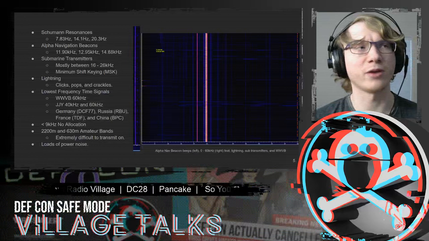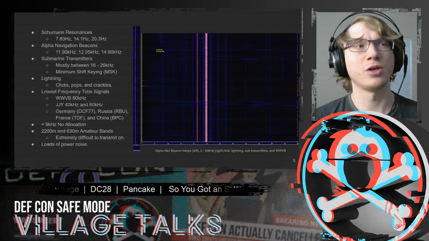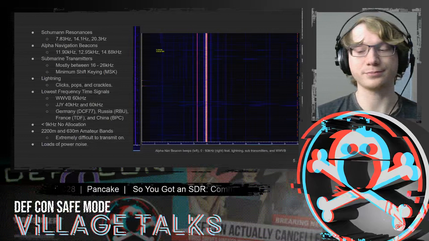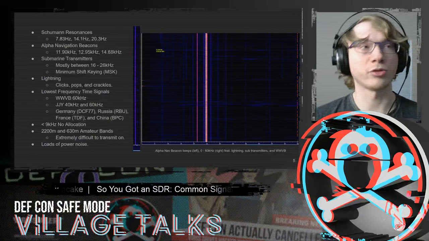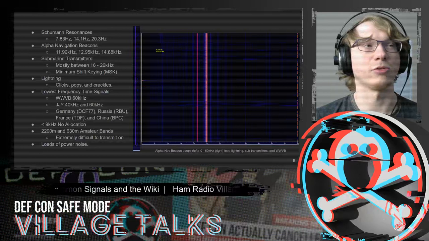There's also the 2,200 meter band and the 630 meter amateur bands. Those are extremely difficult to transmit on, but it is quite possible, and people do it. And there's actually a list of 630 meter transmitting people that you can find online. I don't remember how to find it, but there is one. In fact, work all states is actually possible on 630 meters.